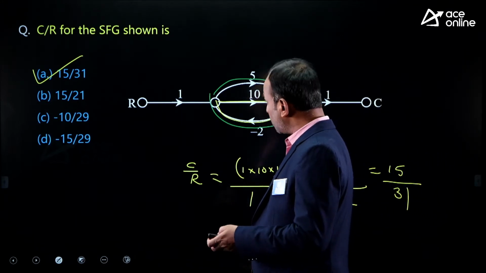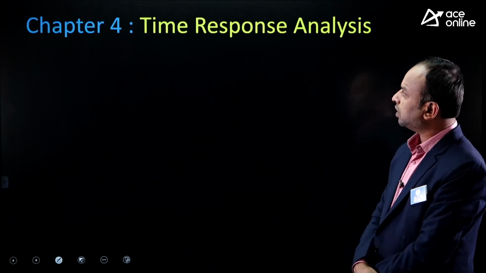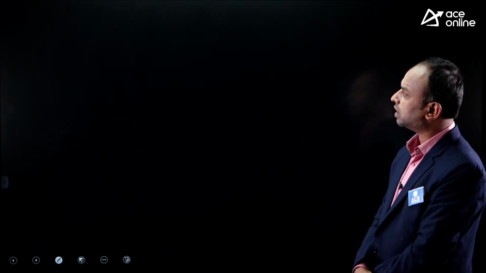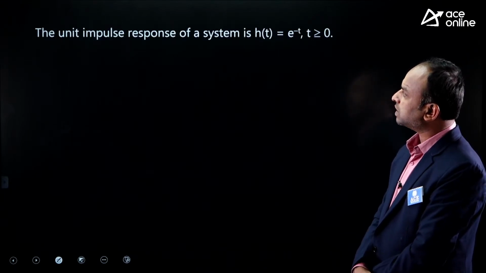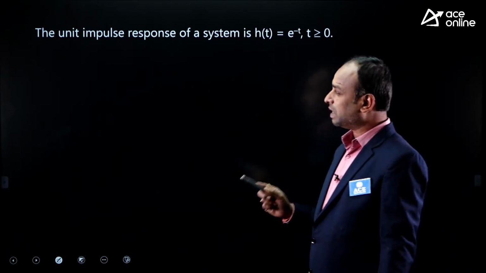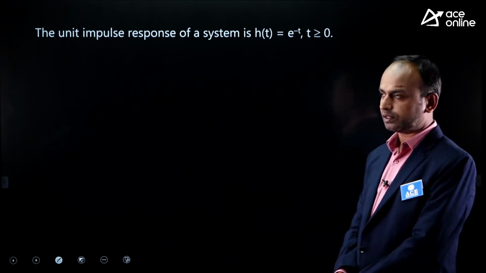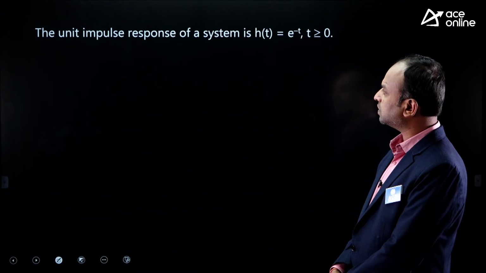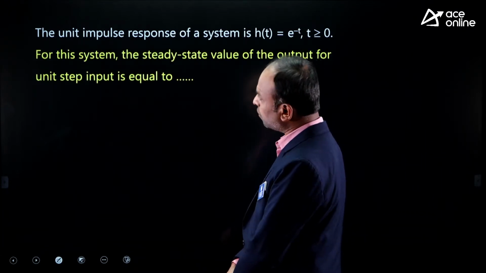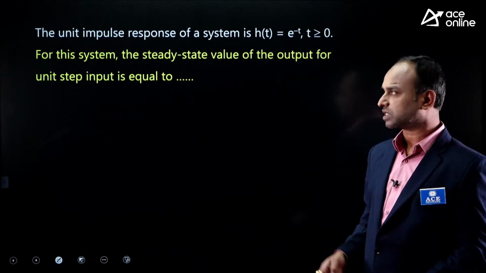Next, we'll move to one more question. This is the expected question from the signal flow graph. Now, next I am touching time response. The unit impulse response of the system is given. Taking the Laplace transform of the impulse response, we get the transfer function. For the system, what is the steady state value of the output for the step input?